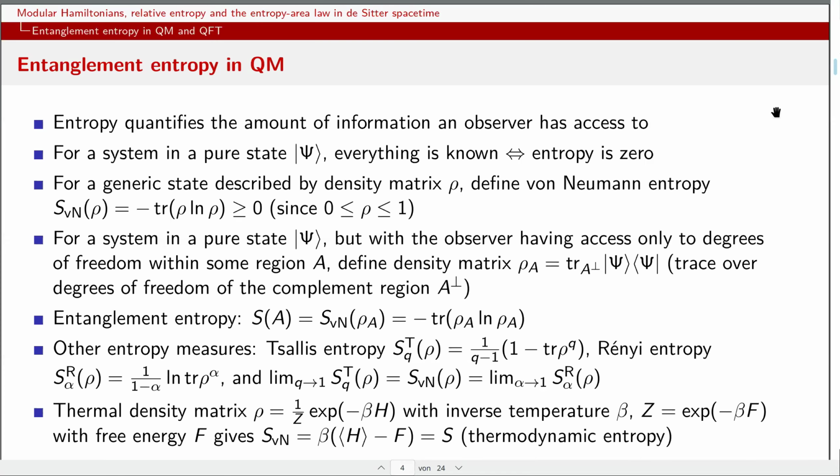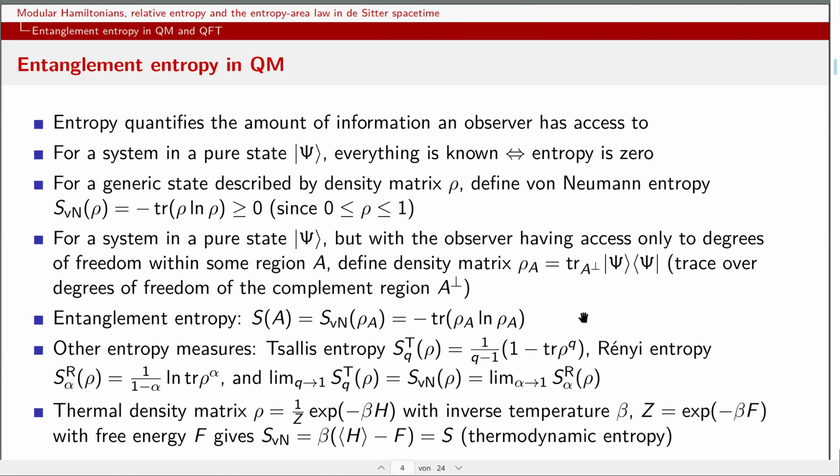Now, a typical situation that occurs is that the system is actually in a pure state, but the observer has access only to the degrees of freedom in some region A. And then one can define the density matrix of the observer, so the thing that the observer sees, by just tracing the pure state, ket psi bra psi, over the degrees of freedom of the complement region. This gives a density matrix, and the entanglement entropy of that separation of the system into the region A and the complement is just the von Neumann entropy of this reduced density matrix. So it's minus the trace of rho_A log rho_A.